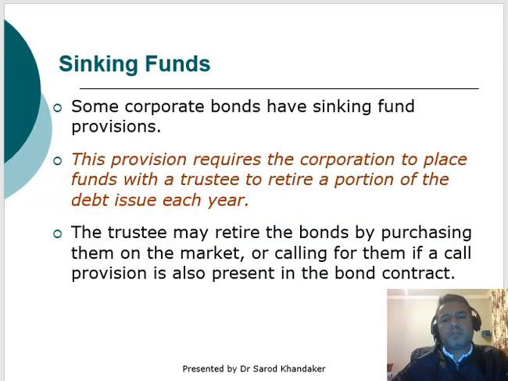Sometimes a corporate bond might have sinking fund provisions. This provision requires the corporation to place funds with a trustee to retire a portion of the debt issue each year. The trustee may retire the bonds by purchasing them on the market or calling for them if a call provision is also present in the bond contract. Now, this is quite a popular provision for those types of companies which do not have a high credit rating.